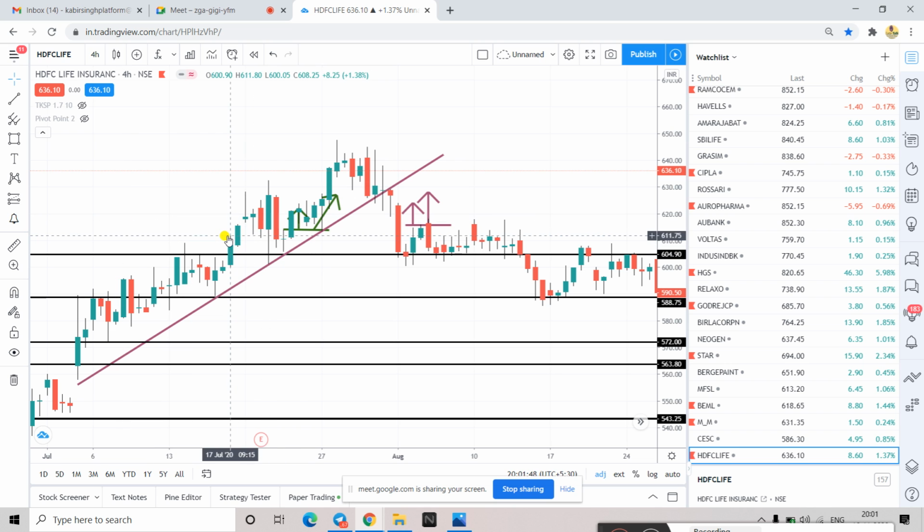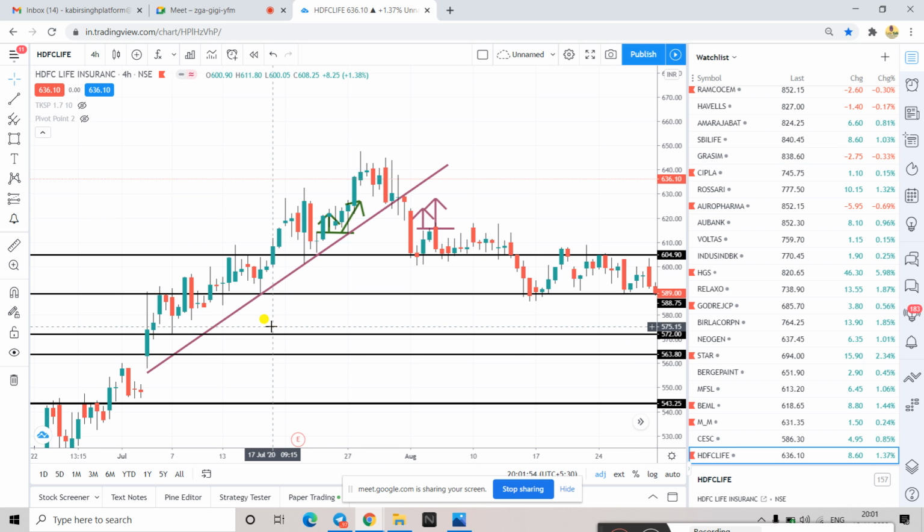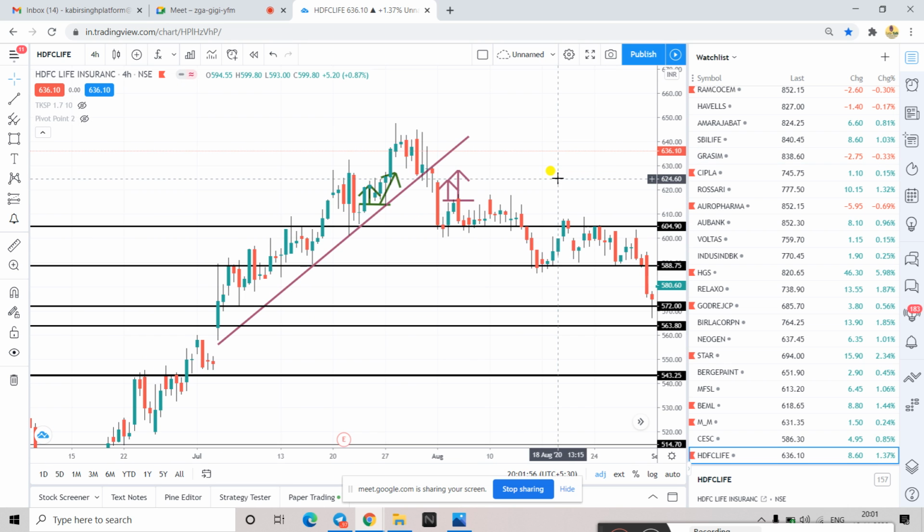These trend lines and supports should be used for short term trading. You can use it for long term also, but then it should be drawn on weekly charts. Right now we are drawing it on 4 hours. If you guys remember, yesterday I told you that 4 hours time frame is used for short term trading.